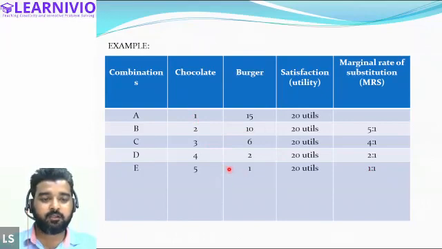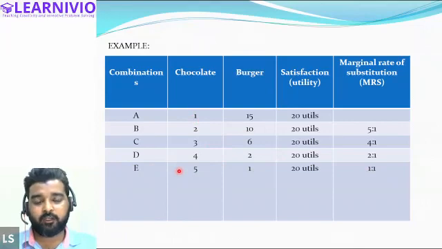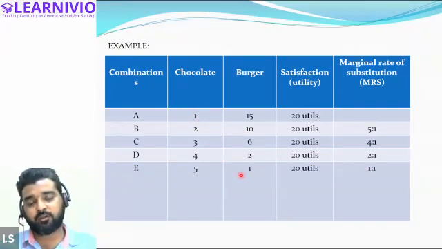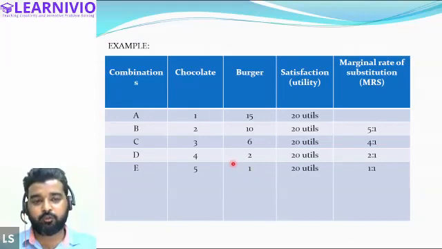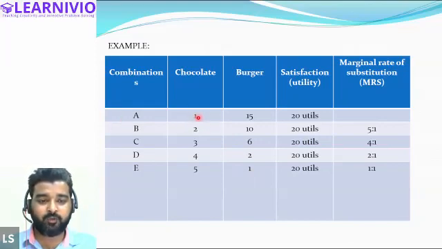Okay, Mazen, let's also clear one thing. You cannot draw any combination containing 0 units of any commodity. You must make combinations that contain at least 1 unit of every commodity. So the minimum quantity of both the goods can be only 1. It cannot be 0. So we have started the combination from 1 and 15, and ended it at 5 and 1. There cannot be any combination wherein burger is reduced to 0 or chocolate is reduced to 0.